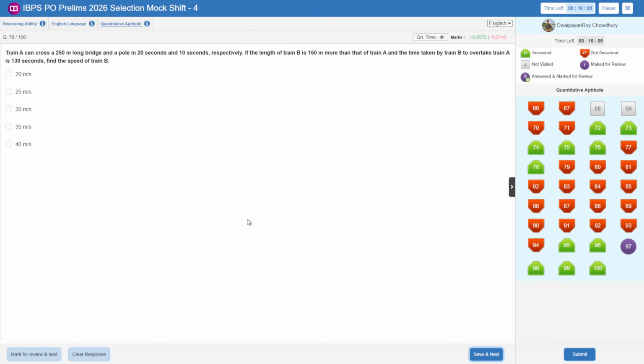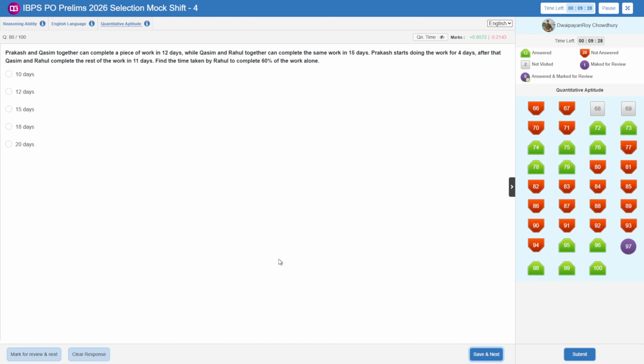A train crosses 250 long bridge and a pole in. So the train length is 250 and speed is 25 meter per second. Train B is 150 more than that of train A, so 400. And the time taken by train B to overtake train C is, train B overtakes. So total length going to be 650, and they're going to cross it with a speed of x minus 25. That will take 130. So 5 if it goes up. So 30.